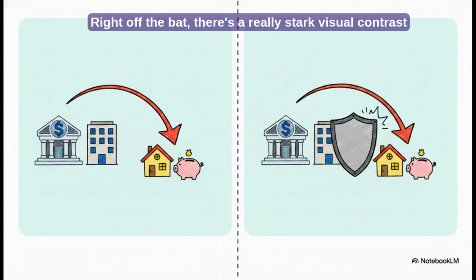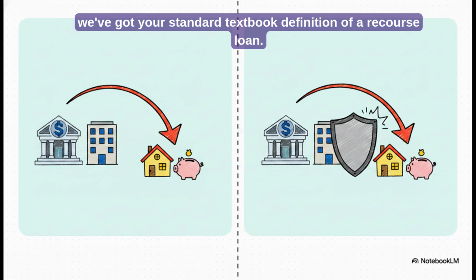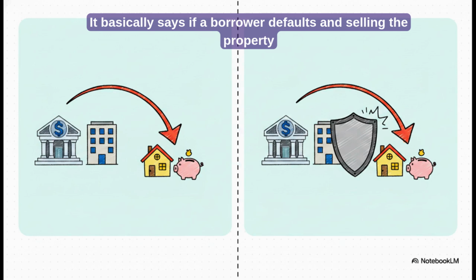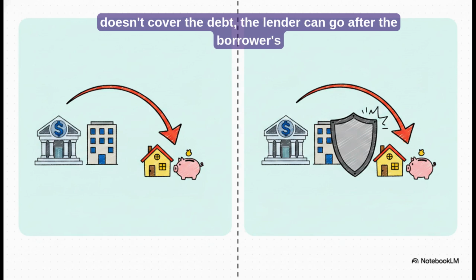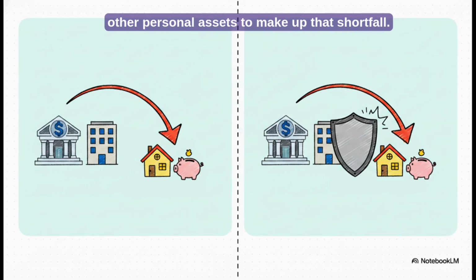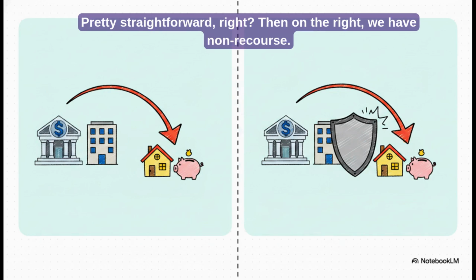Right off the bat, there's a really stark visual contrast between theory and reality here. On the left side, we've got your standard textbook definition of a recourse loan. It basically says if a borrower defaults and selling the property doesn't cover the debt, the lender can go after the borrower's other personal assets to make up that shortfall.